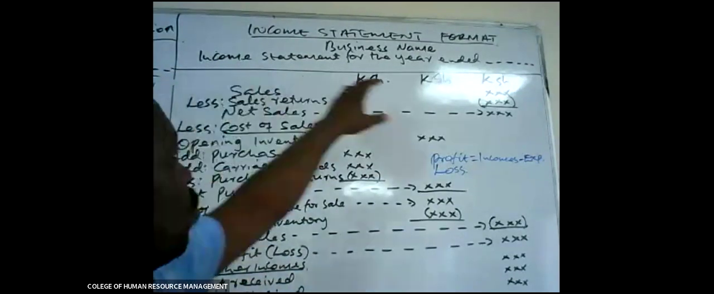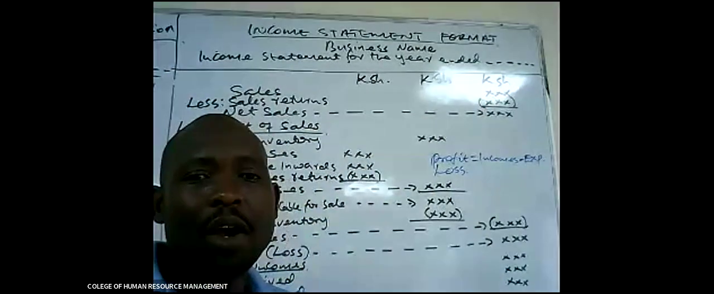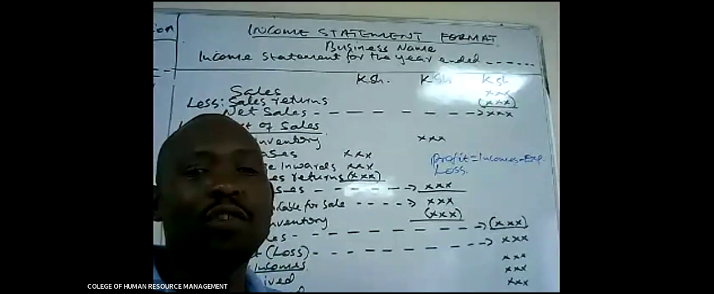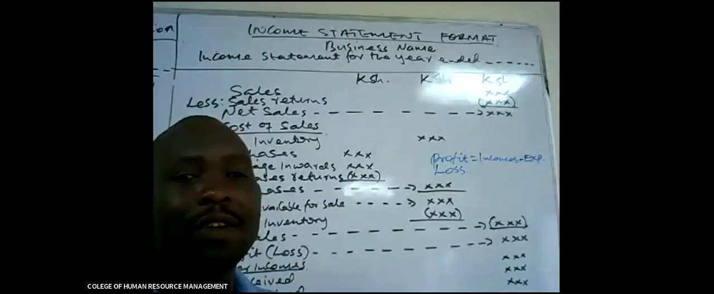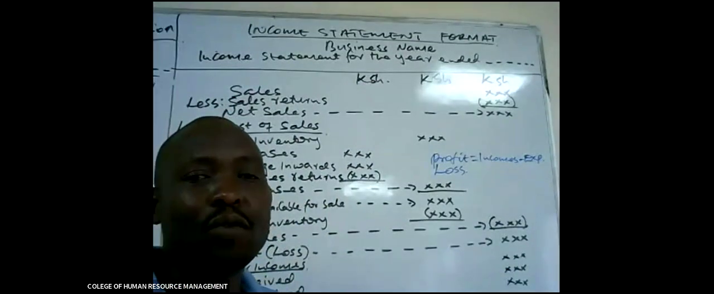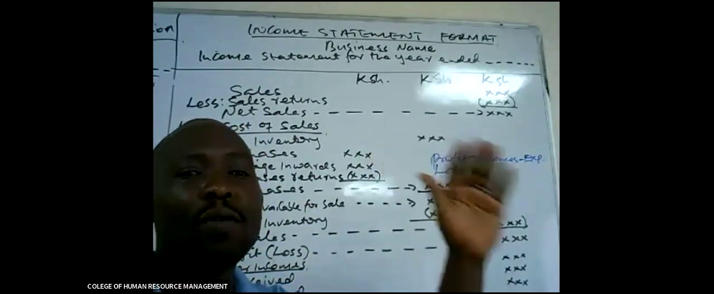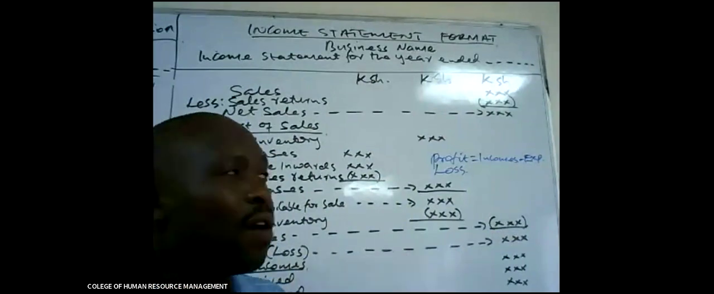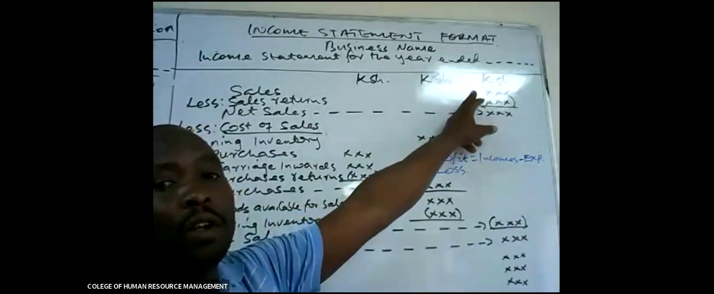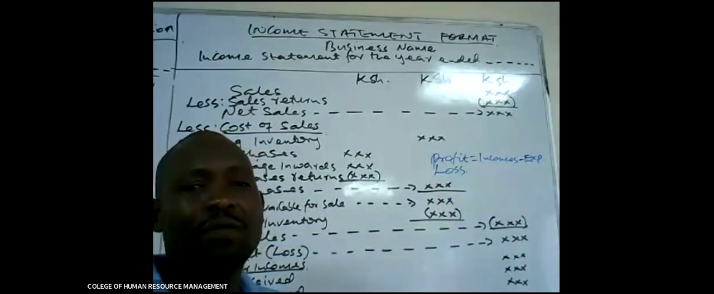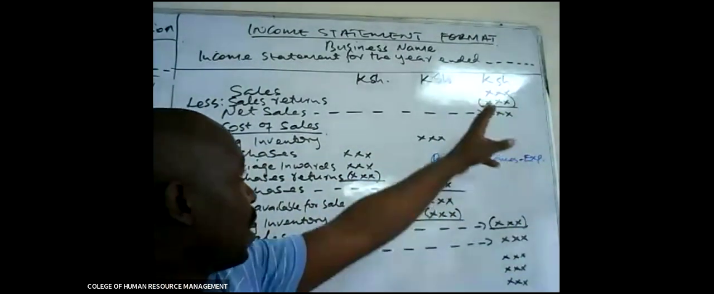How much sales did we make throughout the year? When we were doing the ledger accounts, we used to say that anytime goods are sold, we credit the sales account. So the total amount that we have credited in the sales account for that period is the figure that will be captured there. The total sales for a particular period, you get it there.